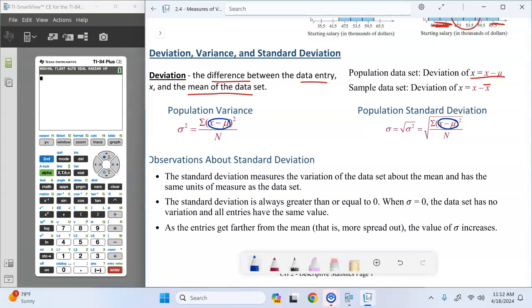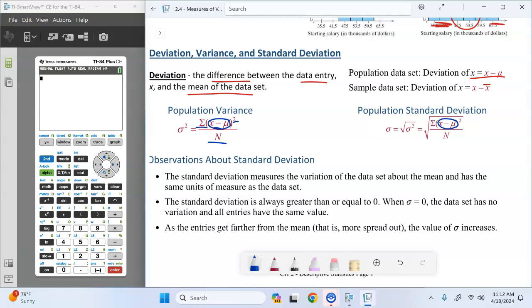Okay? That's the deviation. We have to find that deviation for every single data point. Using that deviation, what we end up doing is we square all of those deviations and then add them up together. So we find our deviations, we square them, we add it all up, and then we divide by our population size. That gives us the variance. Once we have the variance, we square root it. That just gives us our standard deviation. So there's just one step left to do.